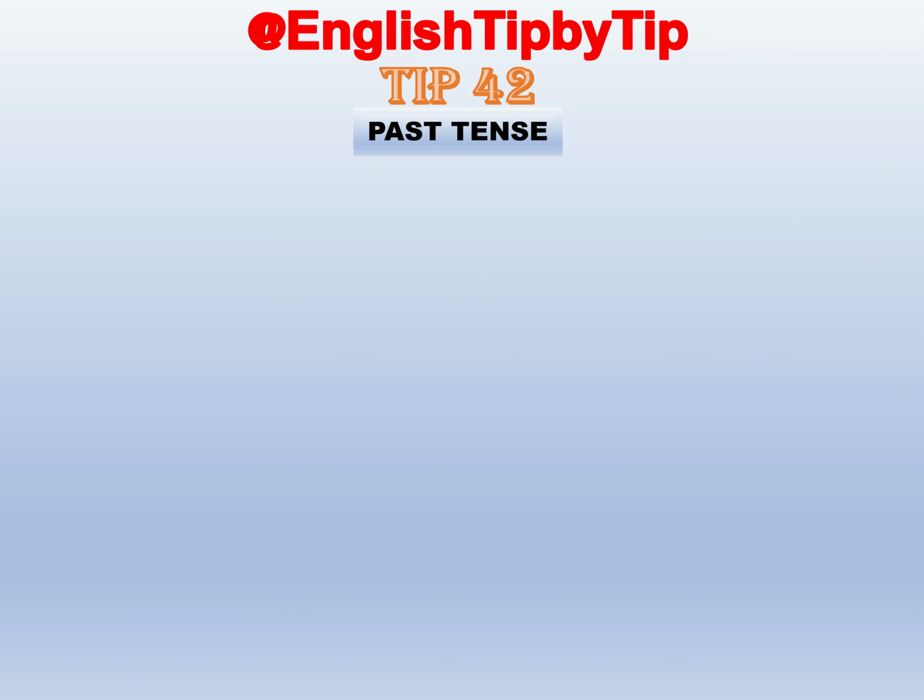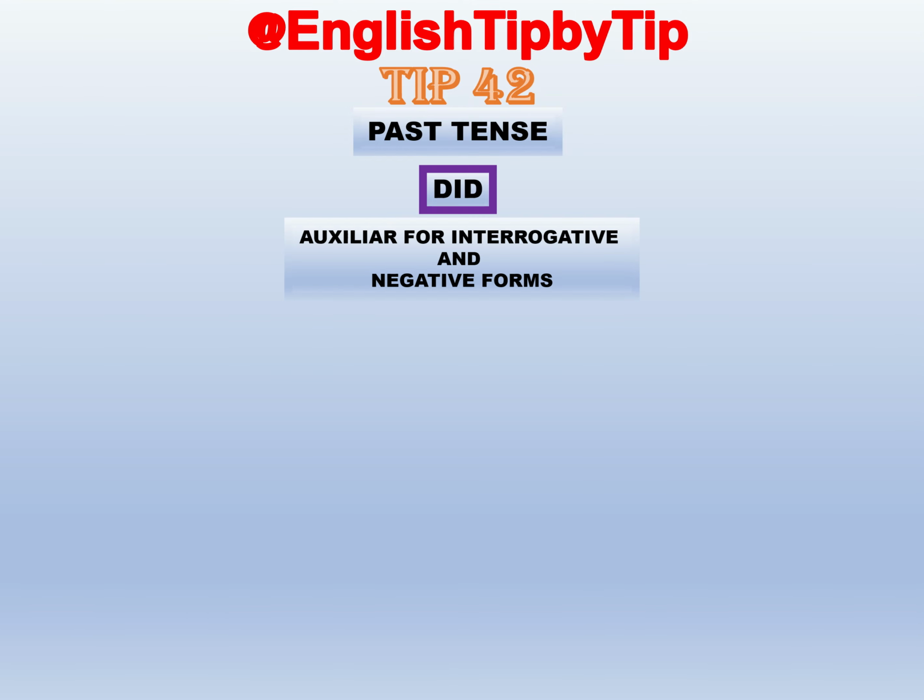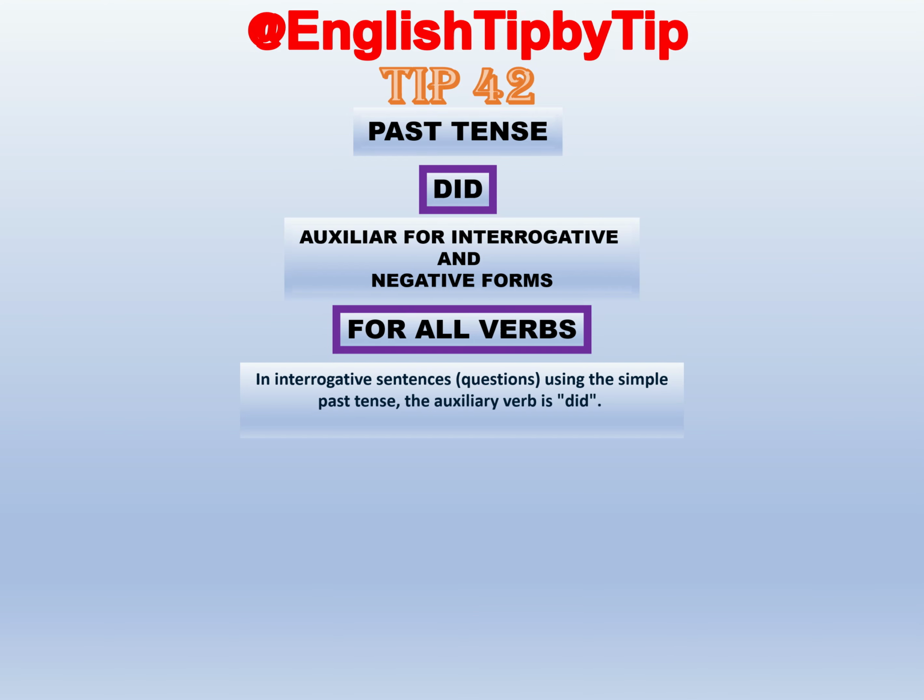Past tense: did. Auxiliary for interrogative and negative forms, for all verbs. In interrogative sentences or questions, using the simple past tense, the auxiliary verb is did. Structure: did plus subject plus main verb in infinitive.